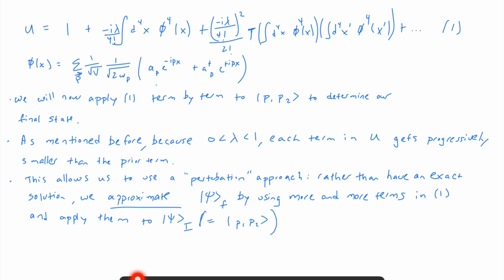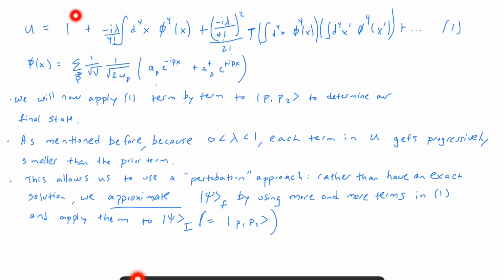When we do Dyson's equation, we can't really solve anything exactly in QFT with interactions. So we're going to use what's called a perturbation approach, and that's what this formulation allows us to really nicely work with and calculate. We're going to approximate our final answer, which is the final state of our system after the interaction takes place, psi sub f, by just picking more and more terms. We obviously can't pick an infinite number of terms, but the nice thing about this perturbation setup is that each term in this U operator is getting smaller and smaller.